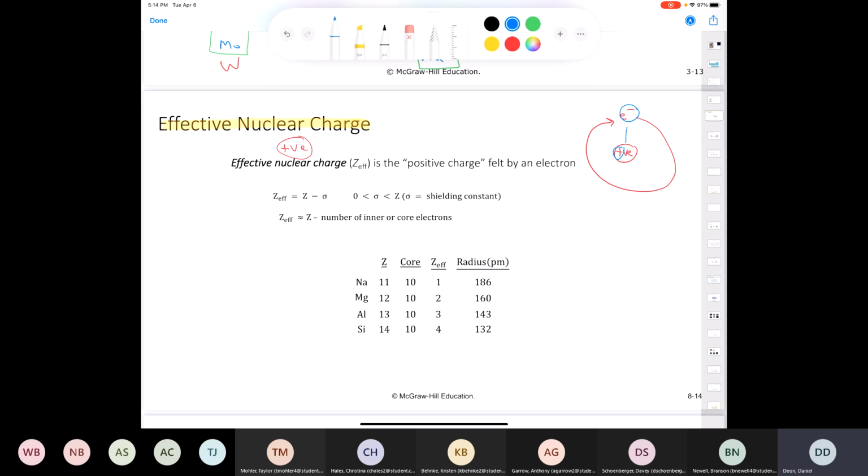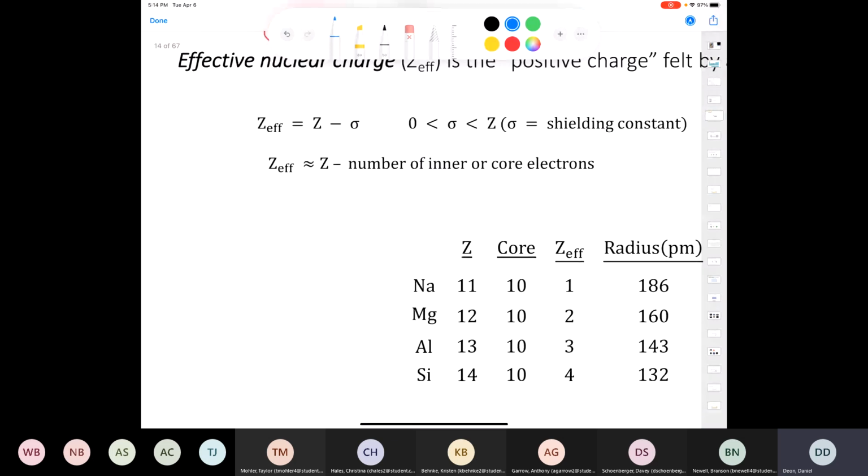So the formula is that effective nuclear charge is equal to Z minus sigma. Z is the number of inner or core electrons. Remember when we did those shorthand electron configurations and we had the noble gas configuration? Well, the noble gas configuration makes up all of the core electrons, okay? And sigma simply means the total number of electrons. So sigma is the total number of electrons.